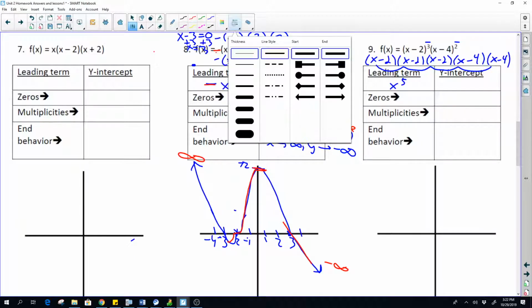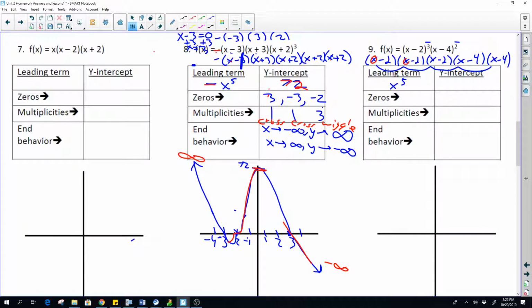So doing here, let's see here, awesome. We're going to go ahead and plug in a 0 here.